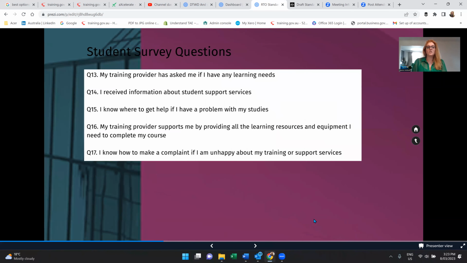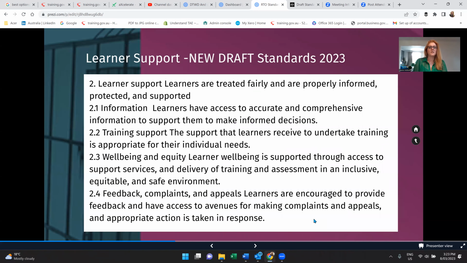Okay, again, types of questions. My provider asks me if I have any learning needs. I've received information about student support services. I know where I can get help. I know how to make a complaint, things like that.